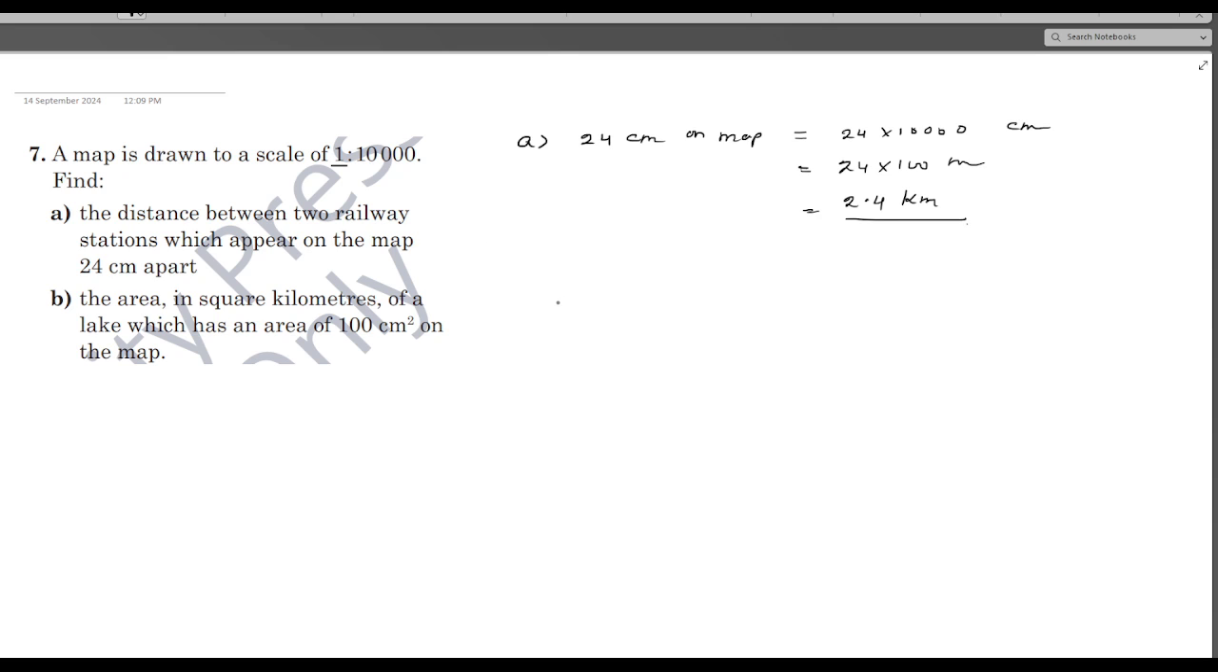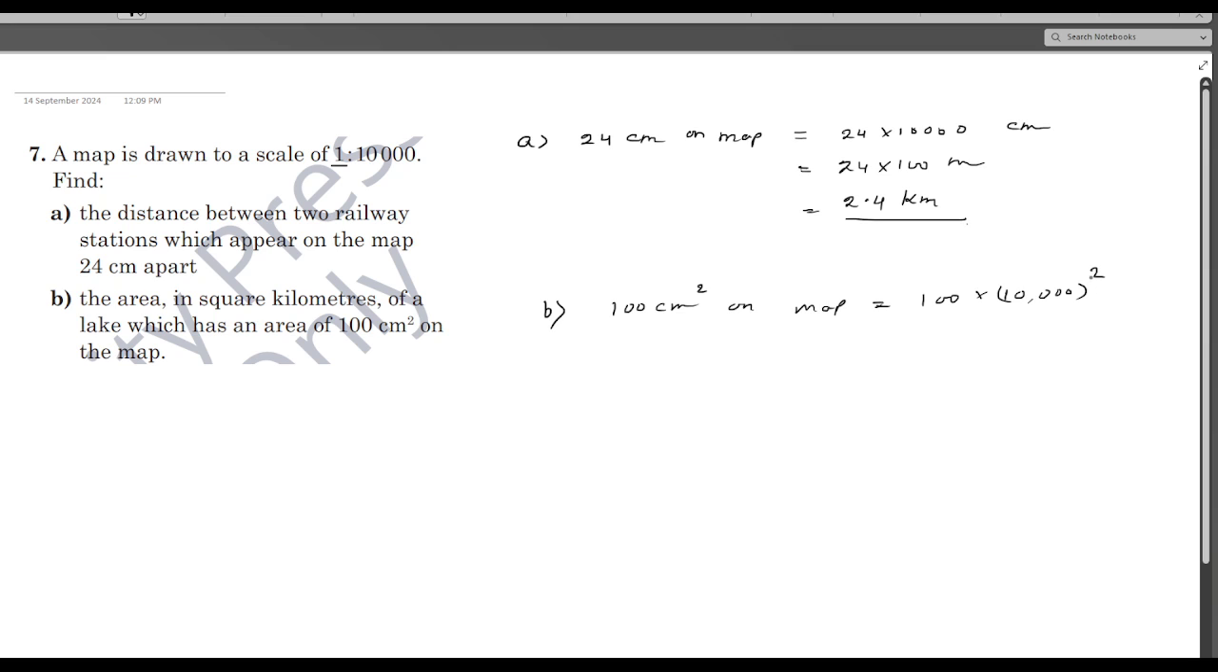Okay, next question. B part. The area in square kilometer of the lake which has an area of 100 centimeter square on the map. So your 100 centimeter square on map will be equal to 100 times, now this time it is 10,000 square. My scale factor is 10,000, so it is 10,000 square, because we are comparing area on map with area on the actual field. This is in centimeter square only.